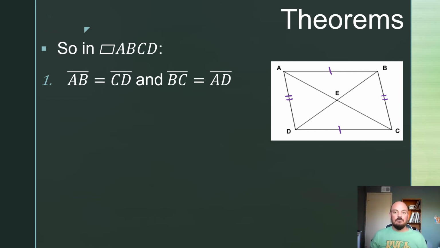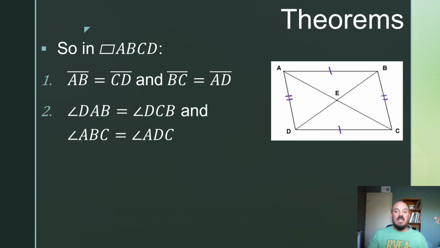Okay, the second theorem said opposite angles are congruent. Now that means angle DAB, which is this corner here, is congruent to angle DCB, which is this corner down here. It also means angle ABC, which is this one up here, is congruent to angle ADC, which is this one down here. So the opposite corners are congruent.